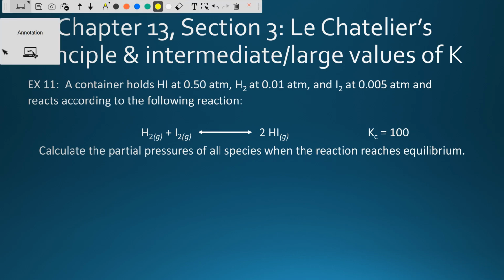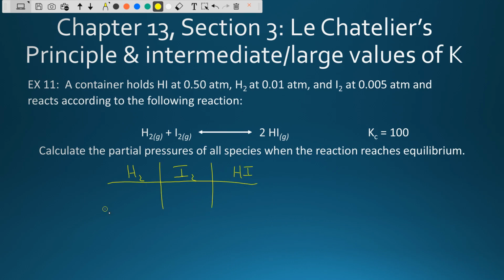All right, I'll walk through the examples. We see we have H2, we have I2, and we have HI. Okay, so let's see, we've got pressures, and let's just plug in our values and see what we end up with. I have 0.01 here, a 0.005, and a 0.5. Which direction is this going to be going? Well, I can assume it's going to be going toward the product because this is such a large value, I'm going to get a tiny Q value.